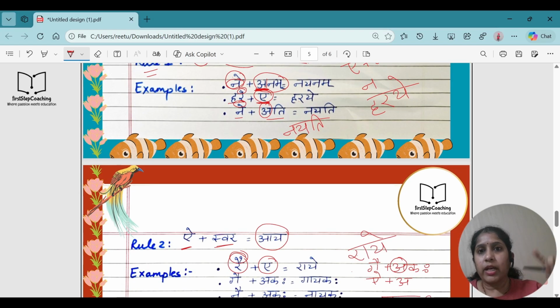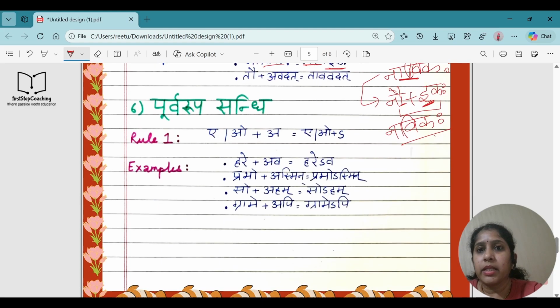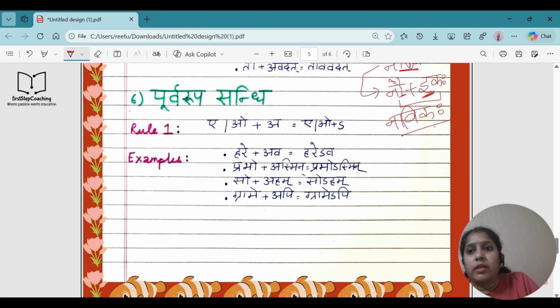So it was with chota e, bada e, chota o, bada o. There will be 4 rules. Now one more sandhi is there, purva roop sandhi. So this sandhi is an exception. This sandhi is an exception to your ayadi sandhi.